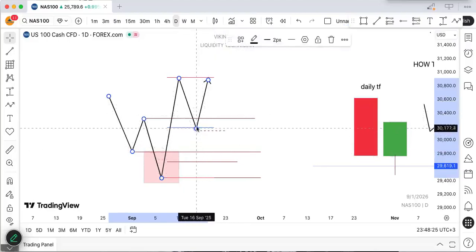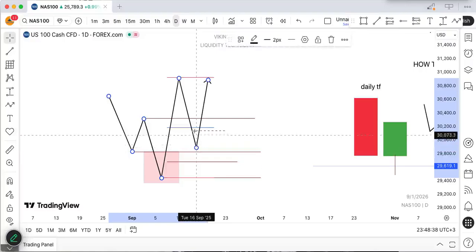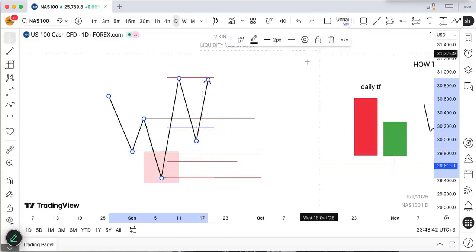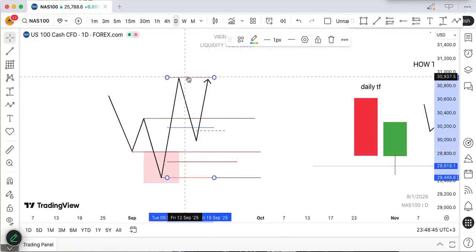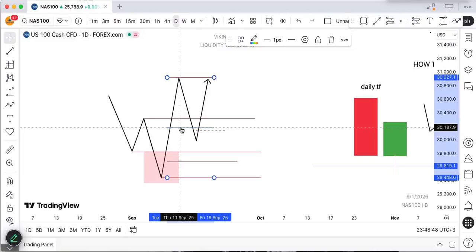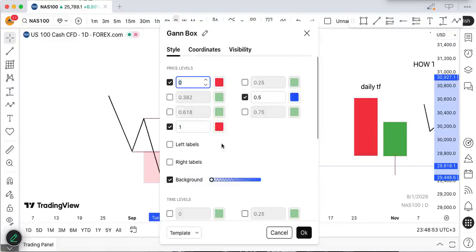If it doesn't, sometimes, you know, price can't be perfect. It can retrace to maybe 48%. That is valid also, but it is of higher quality if it's at least 50%. So that is the gun box. I think I've showed you the gun box, and these are the gun box settings. You can take a picture, or let me take the picture and I send it to you.